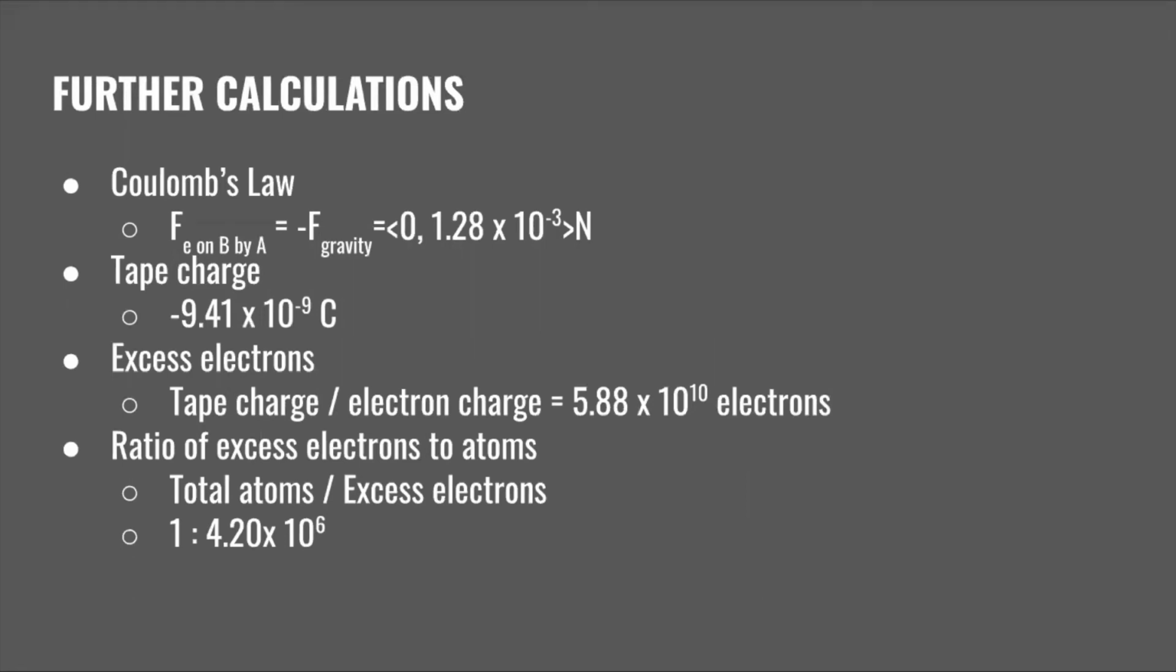To calculate the excess electrons, I divided the tape charge by the electron charge, which gave me 5.88 times 10 to the 10 electrons. Then to calculate the ratio, I divided total atoms by excess electrons, and this was the ratio given.